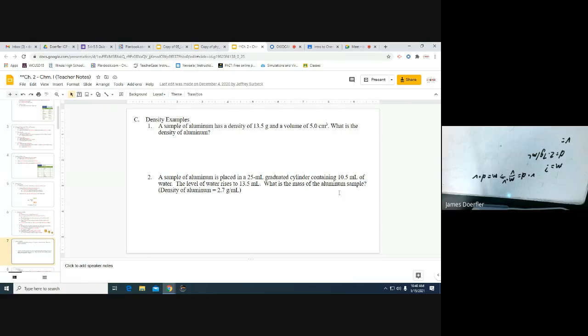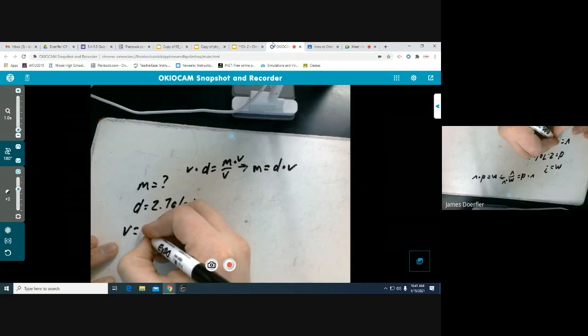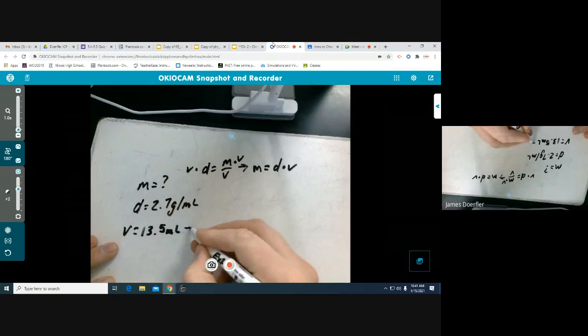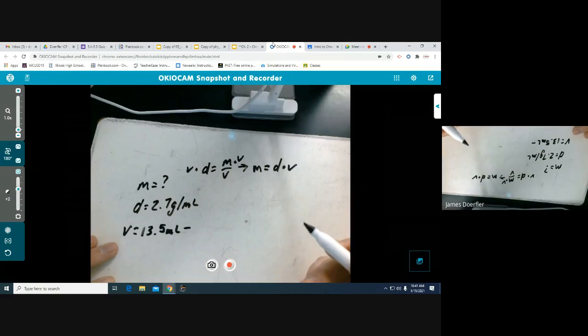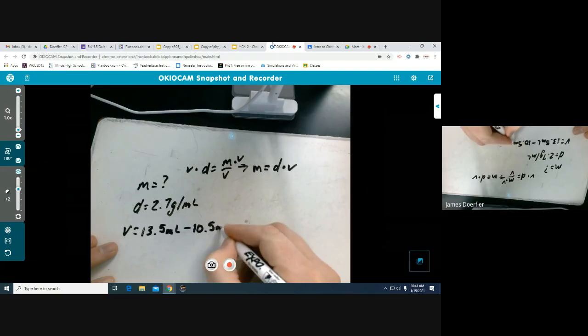It says you have a graduated cylinder that already has 10.5 milliliters of water in it. You then place this piece of aluminum into the water, and we notice that the water rises to 13.5 milliliters. So we have to figure out what the volume of this aluminum is. And so we take the final volume listed, which was 13.5 milliliters, and subtract from that the original starting volume before we put the metal in there, which was 10.5 milliliters.